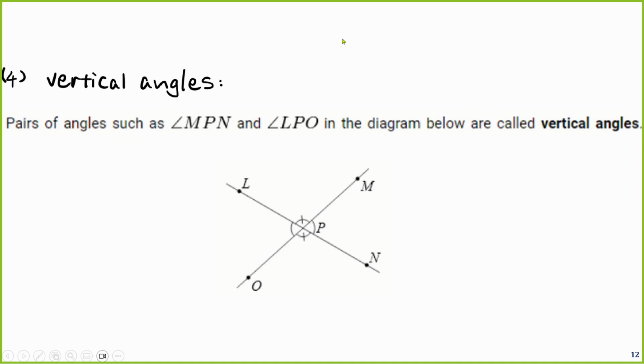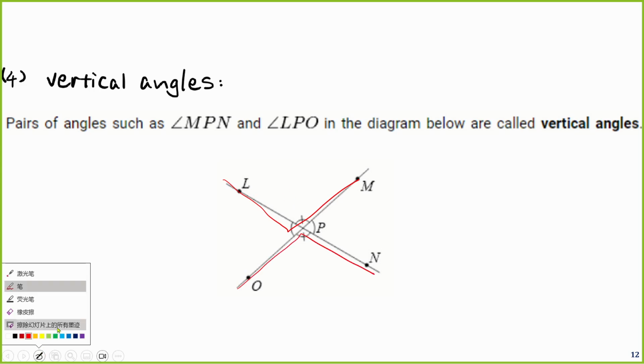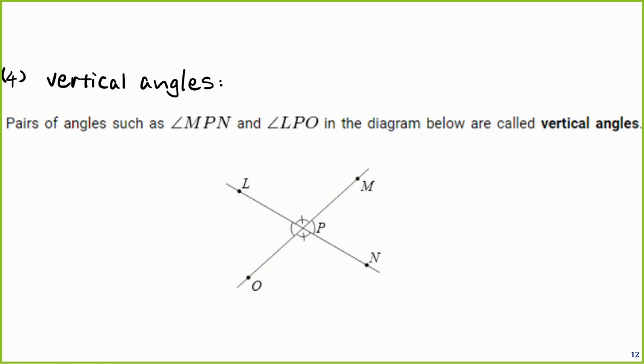And last, vertical angles. Vertical angles means a pair of angles such that, in this diagram, angle MPN and angle LPO are called vertical angles, or angle LPM and angle OPN. These two angles are also a pair of vertical angles. Okay, do you have any questions?